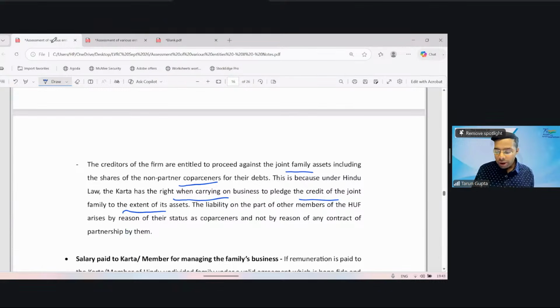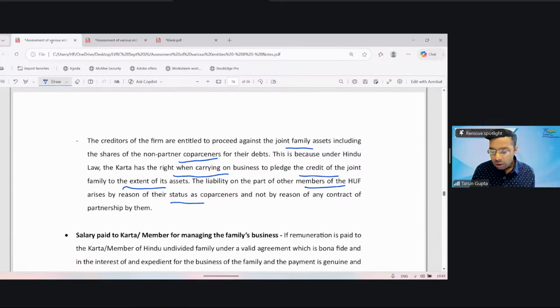The liability on the part of other members of the HUF arises by reason of their status as co-partners and not by reason of a contract of partnership. Understood?